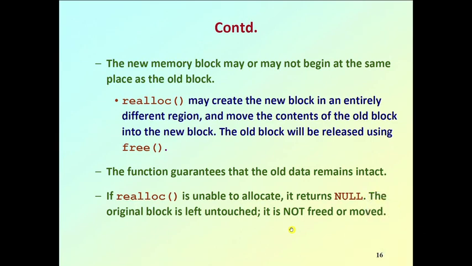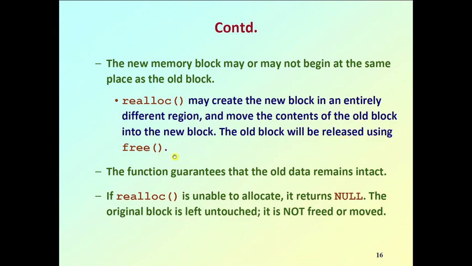Now, the new memory block may or may not begin at the same place. Please notice this, because for malloc the number of bytes we required must be in one place only, contiguous memory. But when we do realloc, the extra space can be in a different place. So, realloc may create the new block in an entirely different region and move the contents of the old block into the new block. The old block will be released using free.